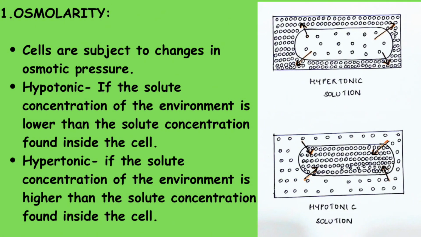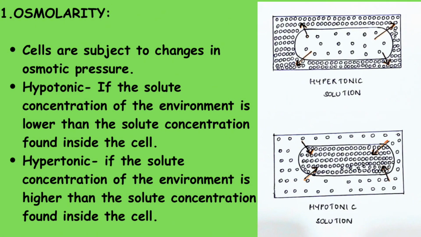As the plasma membrane of the cell is freely permeable to water, what happens? There will be changes in osmotic pressure in the cell. So the water will move in a direction in such a way that it tries to equilibrate the cell's solute concentration to the solute concentration of the surrounding environment. Now there are two conditions: a hypotonic environment and a hypertonic environment.